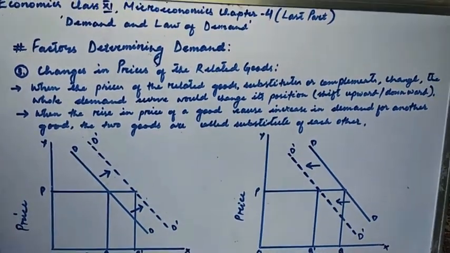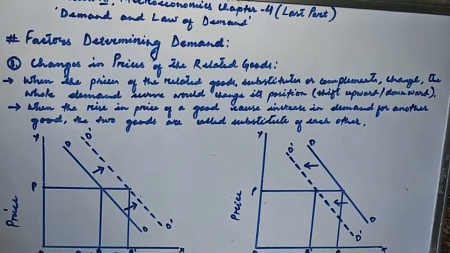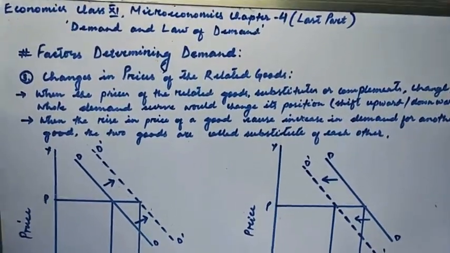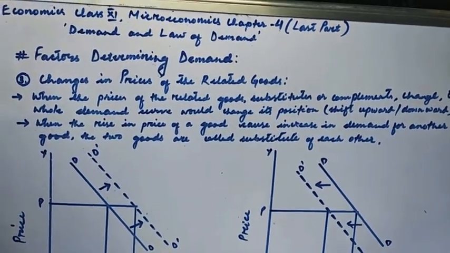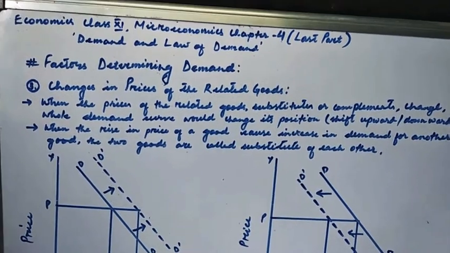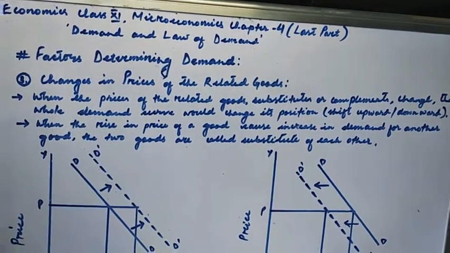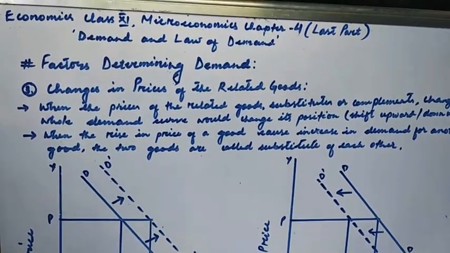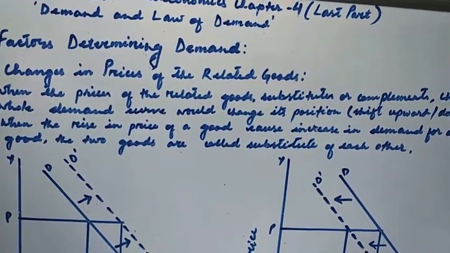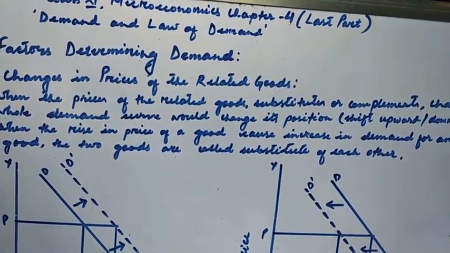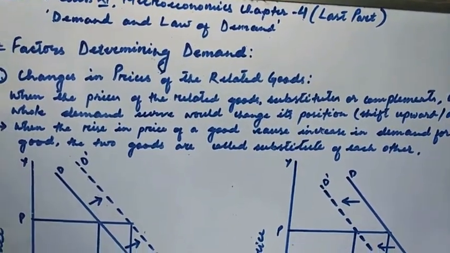So the next factor determining demand is changes in the price of related goods. When there is a change in related goods, maybe substitute goods or complementary goods, there will be changes in the demand. So changes in these other related goods will also determine the demand for that good. The demand for a good is also affected by the price of other goods, especially those which are related to it as substitutes or complements.